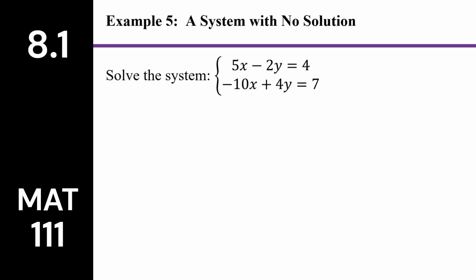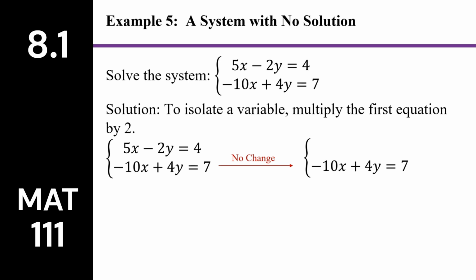In example 5, we're going to solve this system of equations, and it'll turn out to have no solution. You don't need to know that going into the problem. The algebraic process will indicate which type of problem this is, whether there's no solution, one solution, or an infinite number of solutions.